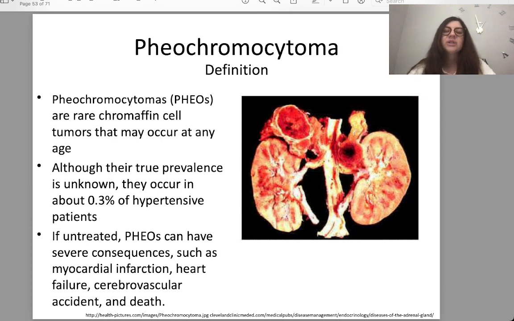Next disorder for today, we name it pheochromocytoma. Let's give a definition. Pheochromocytomas are rare chromaffin cell tumors that may occur at any age. Although their true prevalence is unknown, they occur in about 0.3% of hypertensive patients. If untreated, pheochromocytomas can have severe consequences such as myocardial infarction, heart failure, cerebrovascular accident, and death.